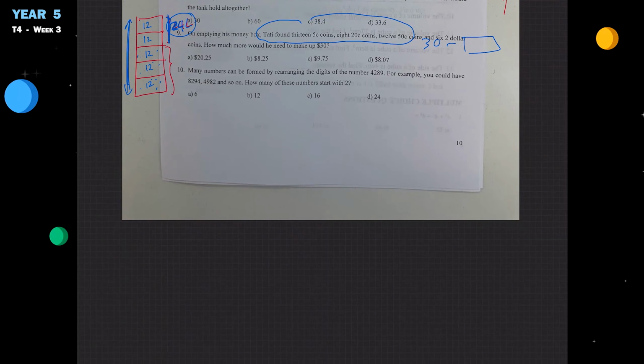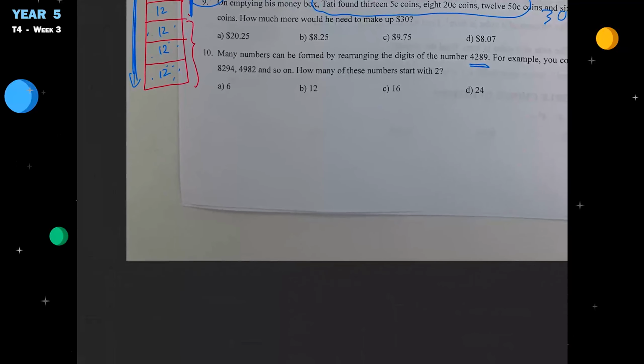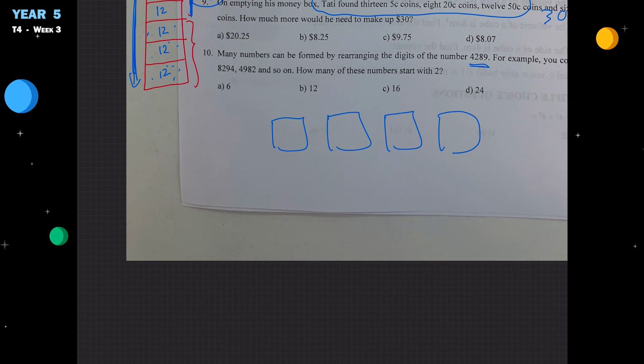Question 10. How many numbers can be formed by rearranging the digits of 4,289? Okay. So how many ways can we rearrange these 4 numbers? So, first of all, how many numbers can be in the first one? You could have 4, you could have 2, you could have 8, you could have 9. Once you use one number, how many numbers left are there to use? So this will be 2, 8, 9.